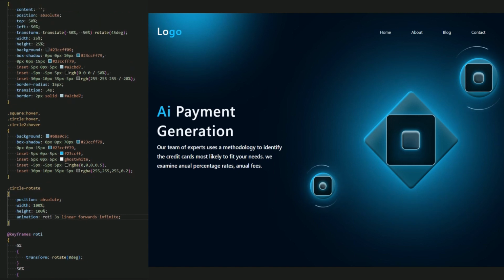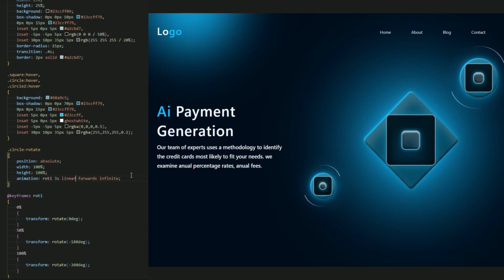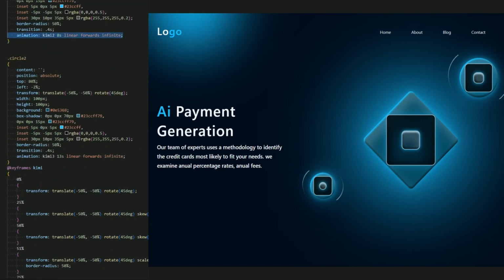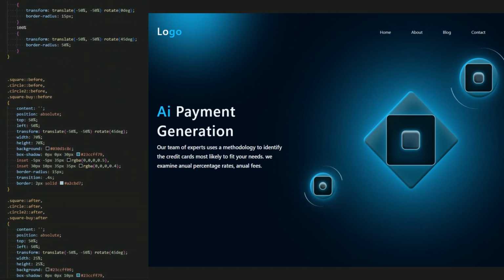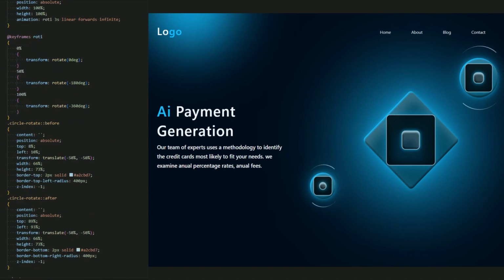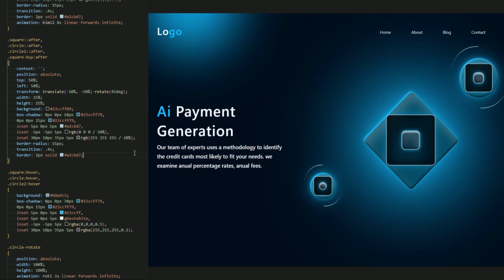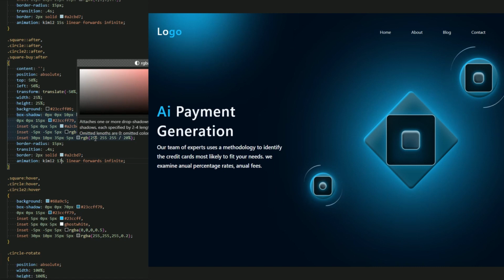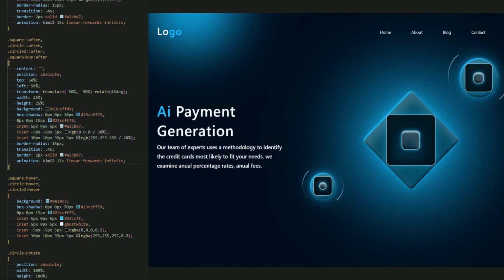And for the animation of the before and after, just copy. Let me just copy this Kimi 2 animation. Where is it? Yes, here we go. And for before and after, let me just paste it. Yes, there we go. And this and this. Now let me just change the time of the before to be 15 seconds, and this be 17 seconds.